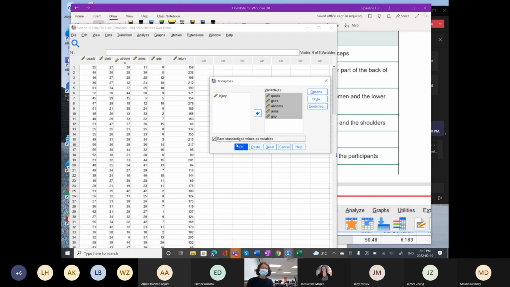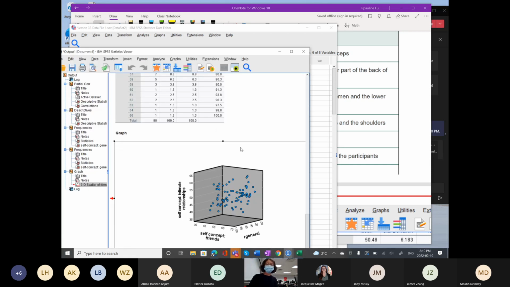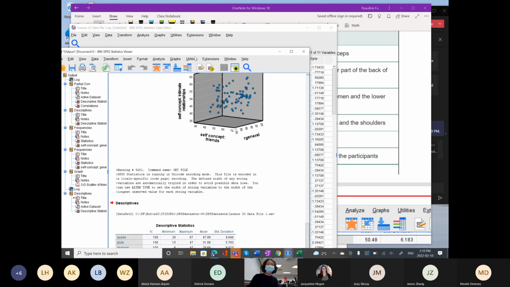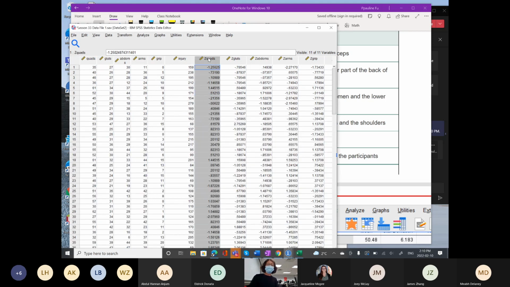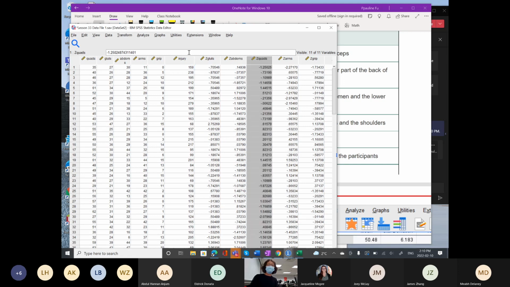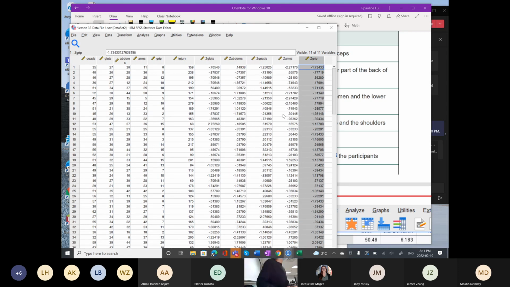All right, so click the OK button. After that, we have the Z values here in the original data. See, we have a Z value for each of the 5 variables. Any questions? I'll stop for a moment.